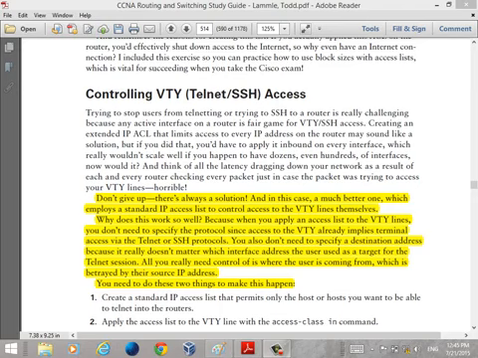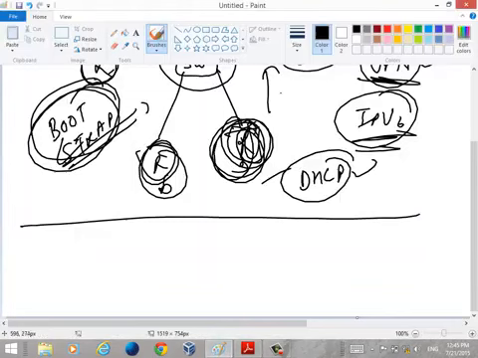Good afternoon, guys. I think this topic is left. First of all, we will cover this topic, controlling VTY access. What do you mean by controlling VTY access? Let me explain this thing to you first, then we will come on the configuration.